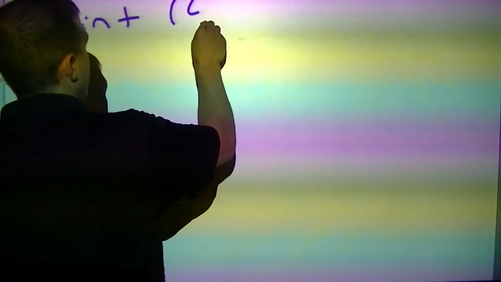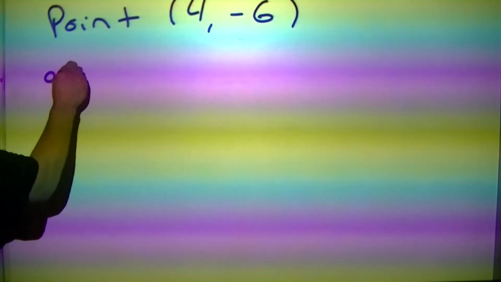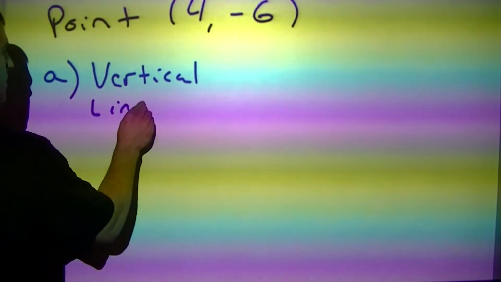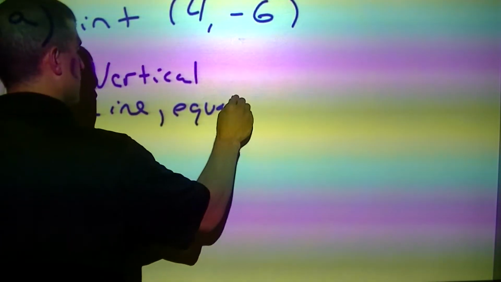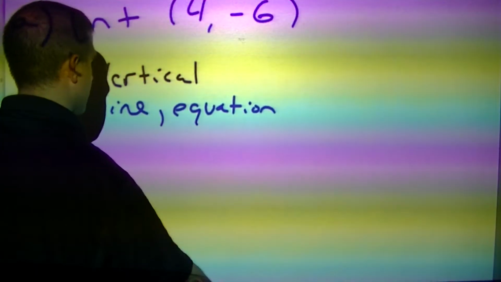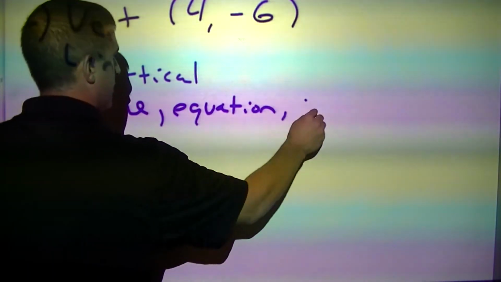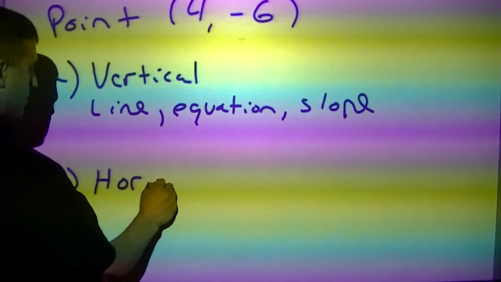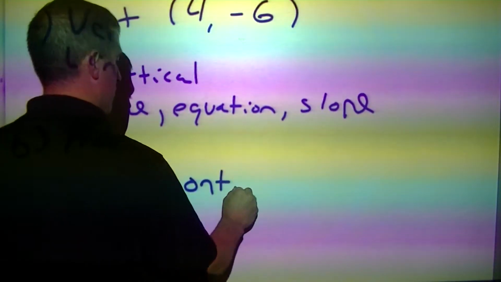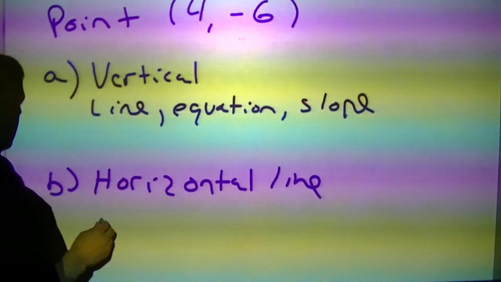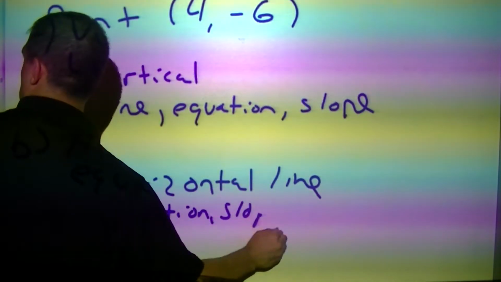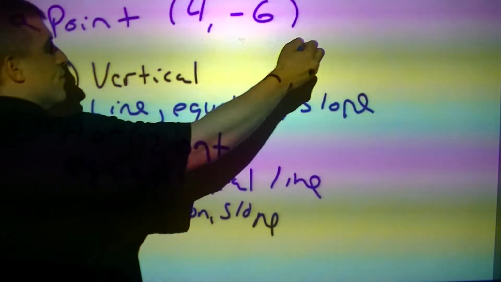All right? Okay, next thing. Let's say here was a point. Let's say 4, negative 6. Let's say I wanted to draw a vertical line and find the equation. Okay? So the equation and the slope. Let's say I wanted to do a horizontal line. Okay? Equation and slope. Okay? Now, here's what you have to remember.